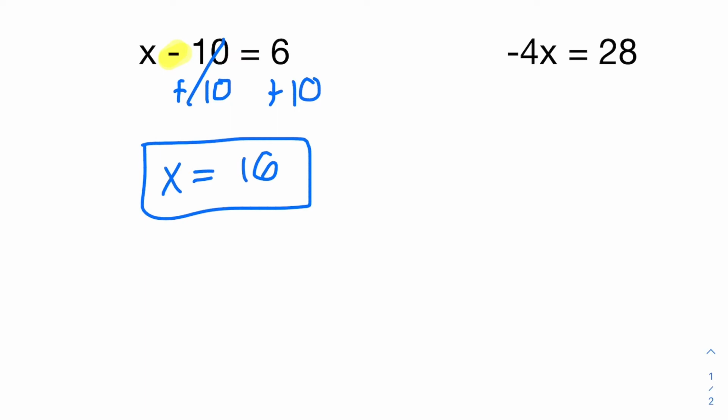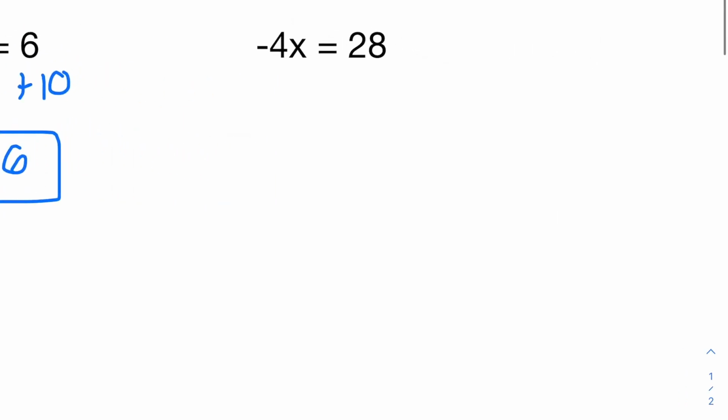Let's take a look at one more. So this one's a little bit more difficult. We have a negative 4 in front of the x. So we see a minus sign, and your first instinct might be to add 4. But what's important for us to note is that this entire value here, the negative 4, when you write a number in front of a variable, we call that the coefficient. And the coefficient is being multiplied by the variable.